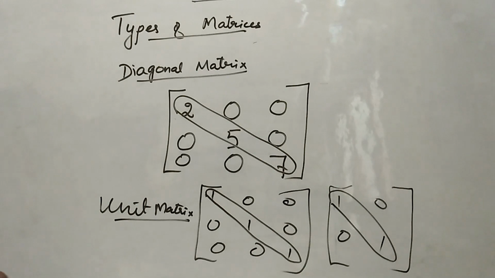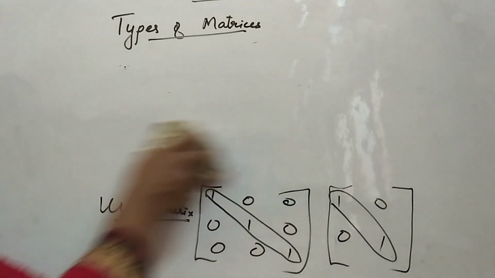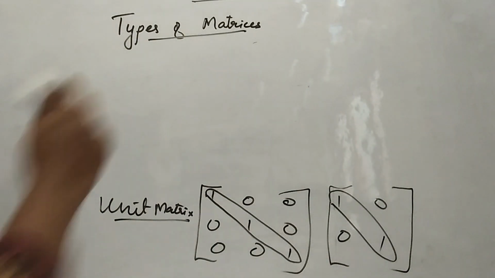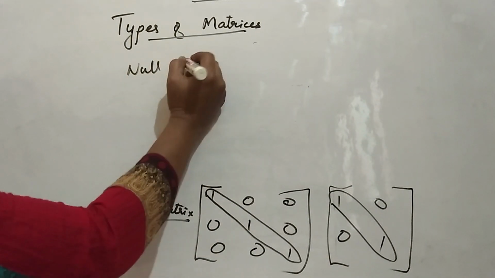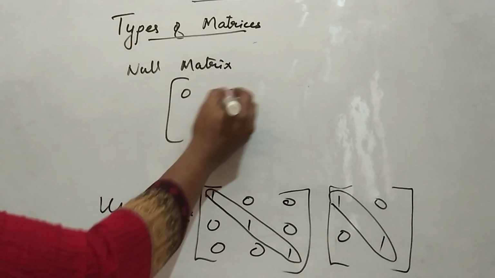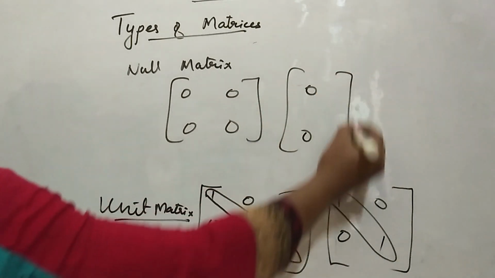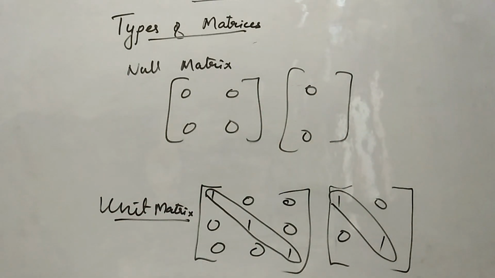Then null matrix. All the elements are equal to 0. Clear? Each element is equal to 0. That is the null matrix. These are the types of matrices.